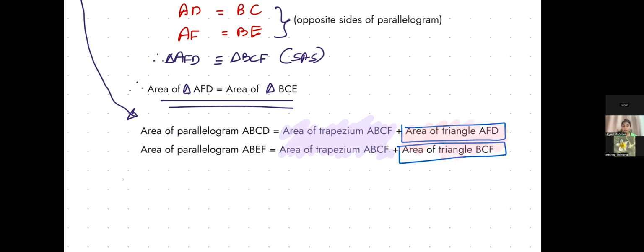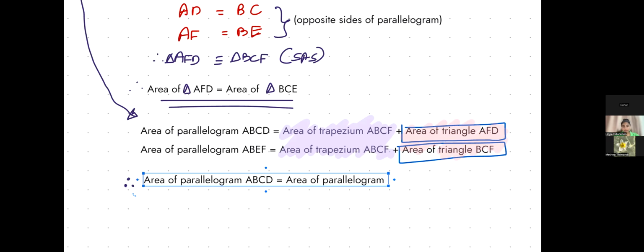Therefore අපිට කියන්න පුළුවන් ABCD parallelogram එකේ area එකයි ABEF parallelogram එකේ area එකයි equal. Area of parallelogram ABCD equals area of parallelogram ABEF. Sorry, ABEF, yes. Did you understand that?